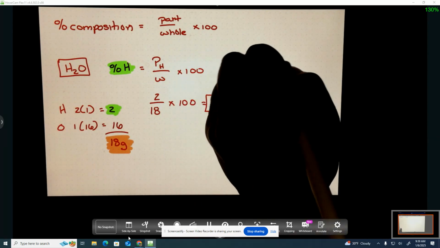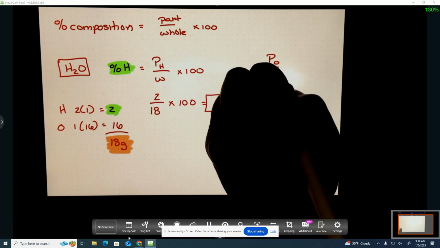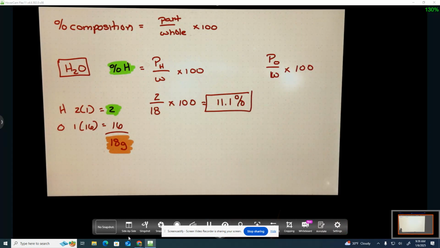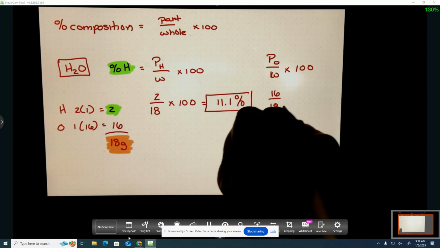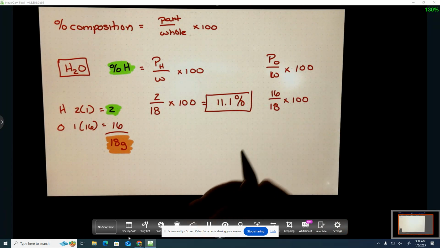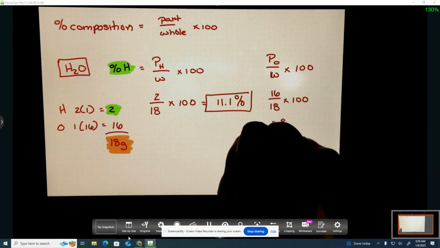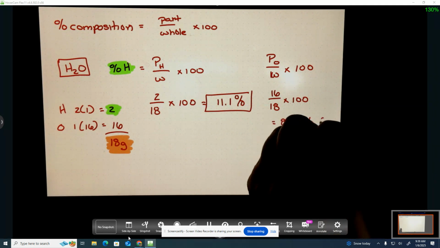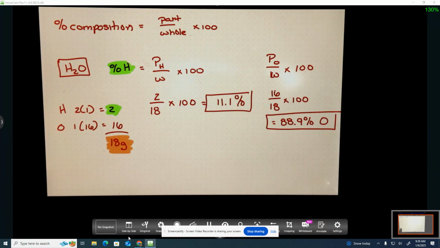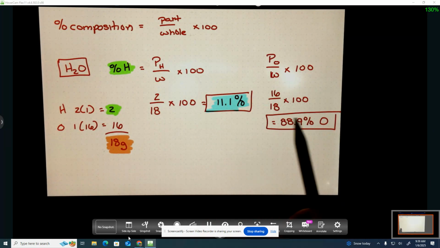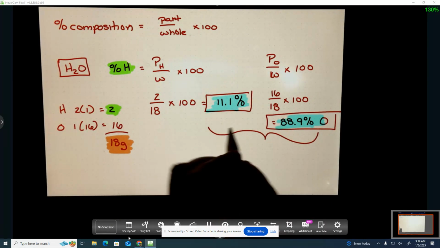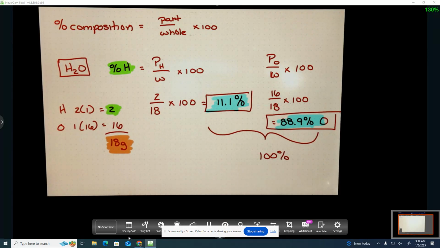All right, let's find the part that is oxygen in water. So what does oxygen weigh in this compound? 16. Divided by the whole thing times 100. That's going to give us 88.9% oxygen. Notice that the whole thing adds up to what? 100, because the whole is 100%.